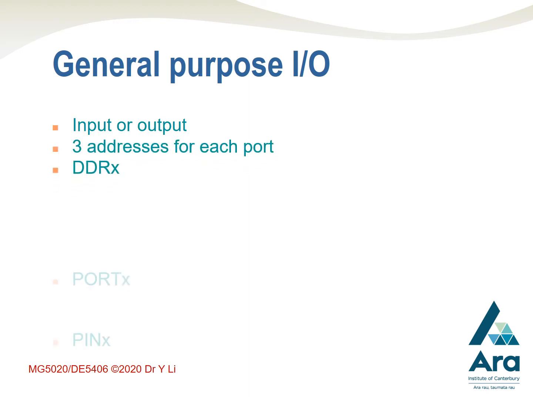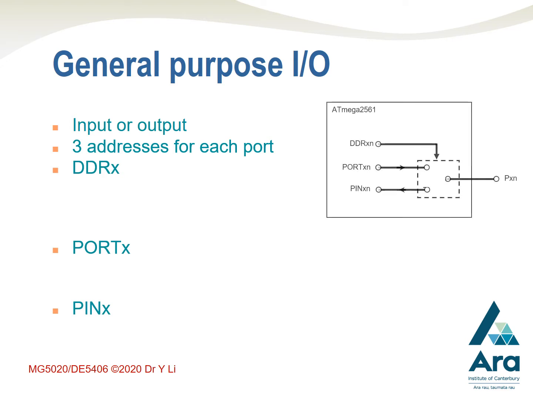There are 3 addresses you have to deal with. These addresses are represented by labels. For example, for port A, they are DDRA, PORTA, and PINA. So for the labels listed here, X can be A, B, C, D, E, and F.